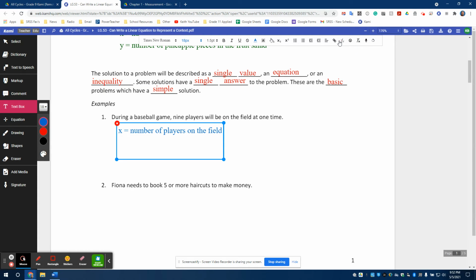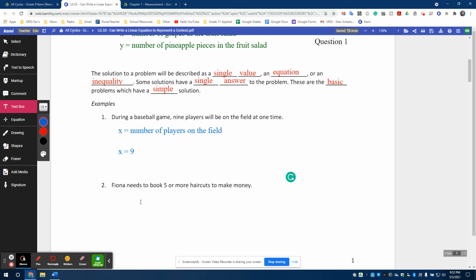This one's fairly straightforward. The equation we're going to come up with is just x is equal to 9. Done. That's all it is. It's a value. We're given a value, the number of players on a field. x is equal to 9. Now we could also be told something like the number of players is equal to something times 9 or whatever the case, but in this case we're given it straightforwardly.